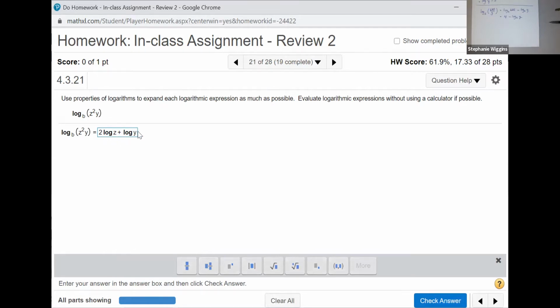I forgot the bases in there. I should put the base, it's base b. So don't want to forget the bases. Log base b. We don't have to know the base to expand it.